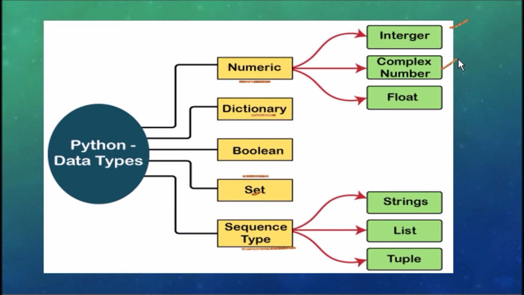Second one, complex numbers. They include, for example, 1 plus 2j, 1 plus 3j, and so on. Next one, float. Float includes decimal numbers, for example, 0.5, 10.7, and so on. Now, sequence type is also divided into three types: string, list, and tuple. Let's discuss one by one in detail.